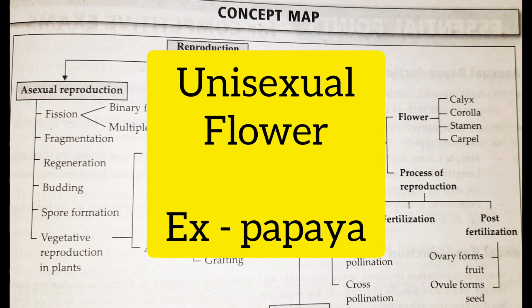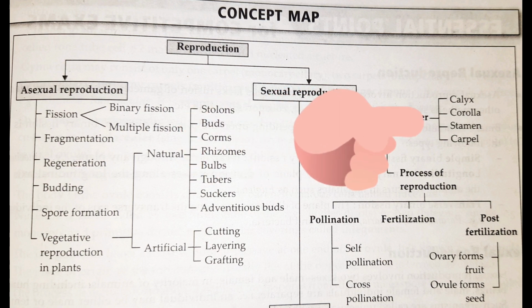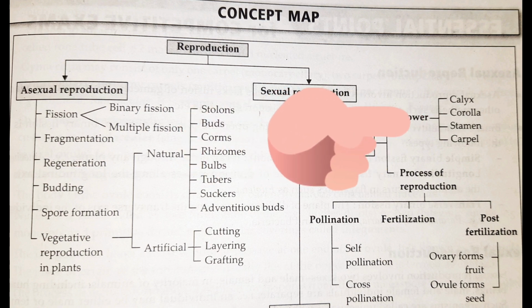The flowers in which only a single sex organ, either male or female, is present, for example papaya or watermelon, are called unisexual flowers. The structure of a typical flower includes calyx, that is sepals, corolla, petals, androecium, stamen, male, and gynoecium, female, that is called the pistil or carpel.